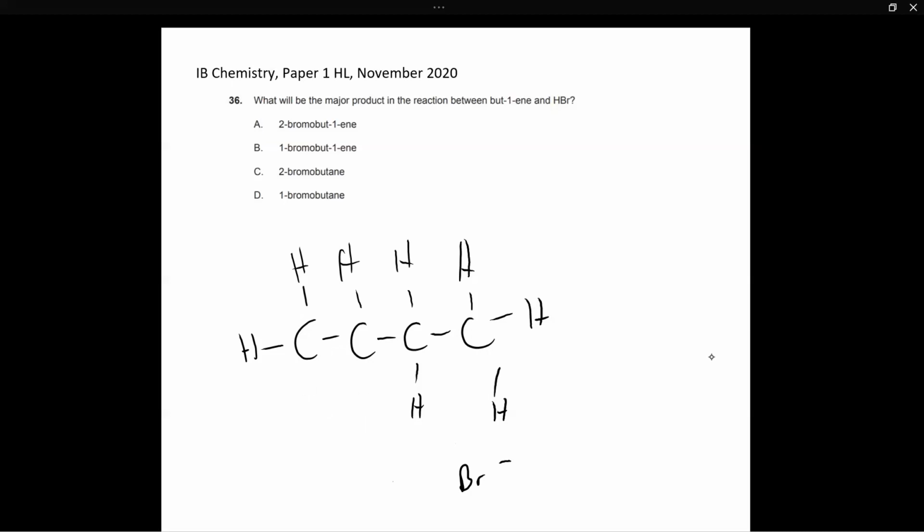Now, the place in which the hydrogen will attach is the place which will form the most stable carbocation. Now, out of these two options, which place will provide the most stable carbocation? That place will be if hydrogen attaches over here. That means this carbocation is more stable than this carbocation. Now, why is that?